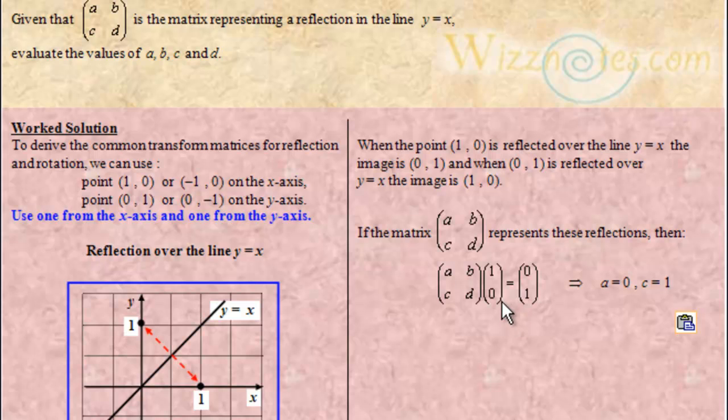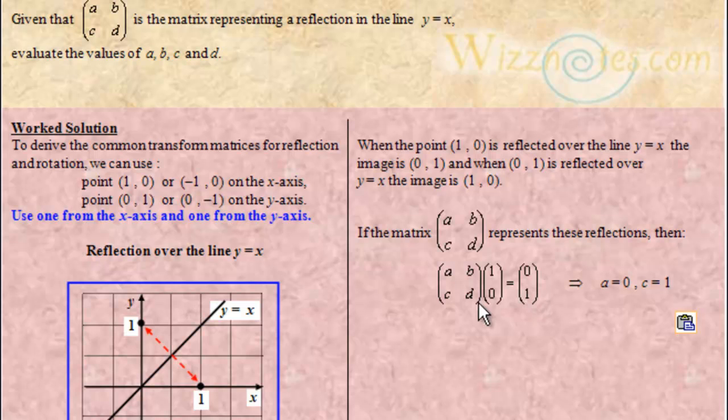And then if you do the multiplication to evaluate values here, you see that you get two of the values, and that is why we have to apply it to one point on the x-axis and one point on the y-axis, because one transformation will only give us two of the values. So a multiplied by 1 plus b multiplied by 0 gives the 0 here. a times 1 is a, b times 0 is 0, so therefore a equals 0.